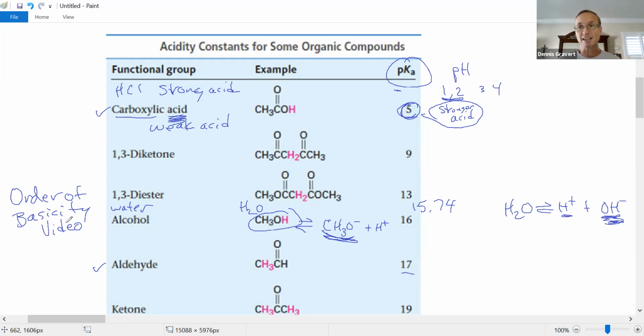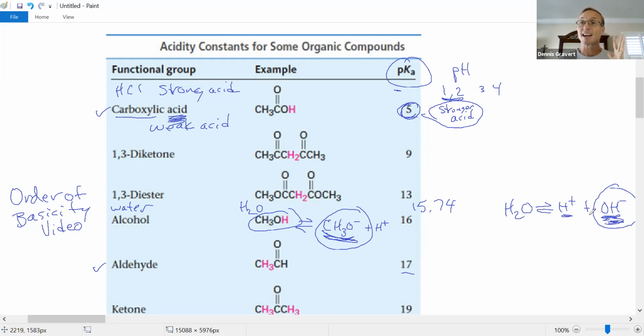So if we need to rank a base, like I'm asking you to do here, is this stronger or is this stronger? You've got to rank it. First thing you look at is electronegativity. Who's bearing the negative charge? Oxygen and oxygen. So they're tied. If you had carbon, that's going to lose and make a stronger base.